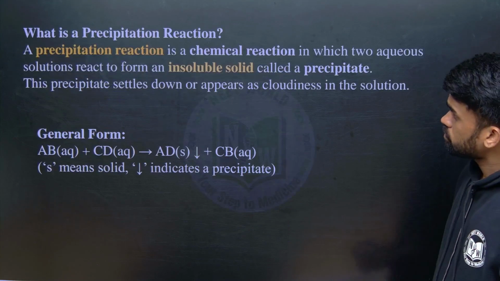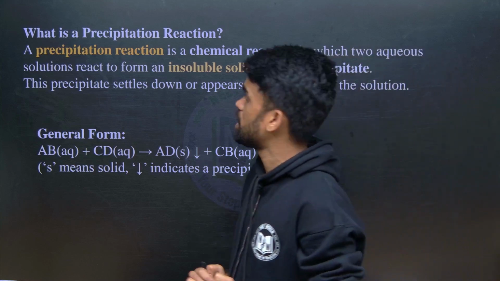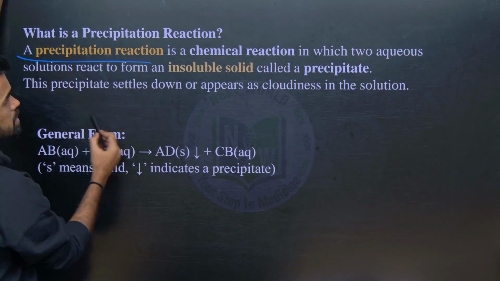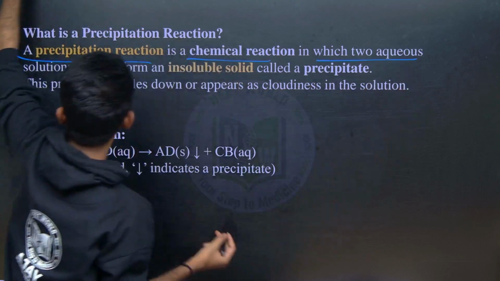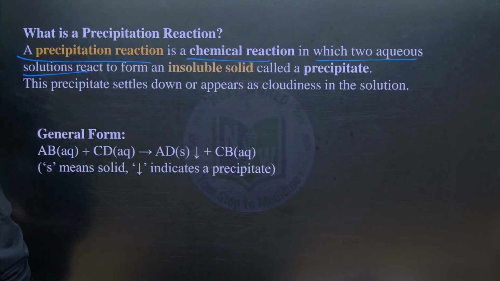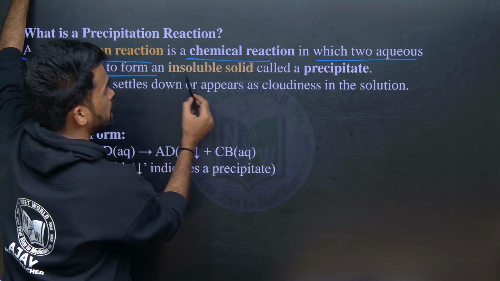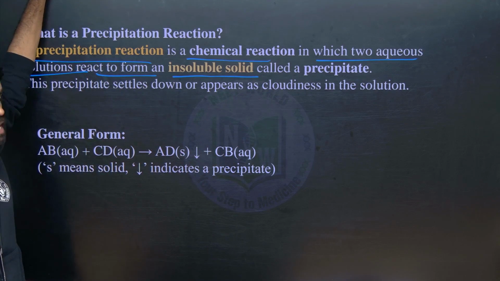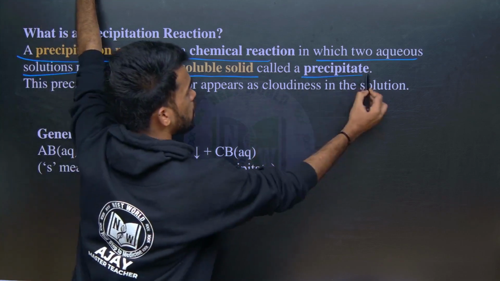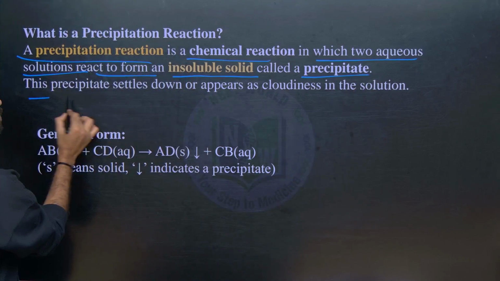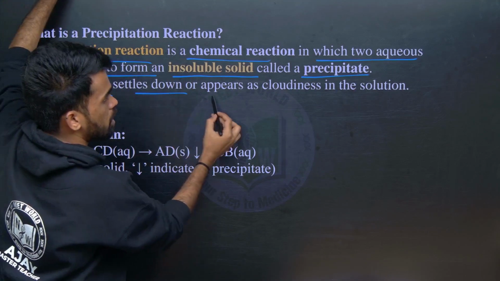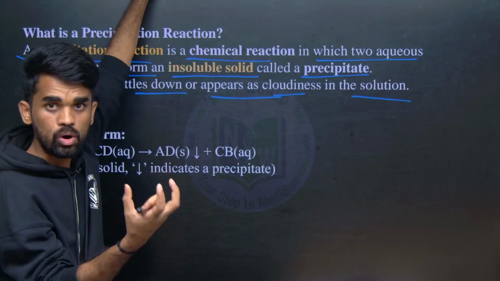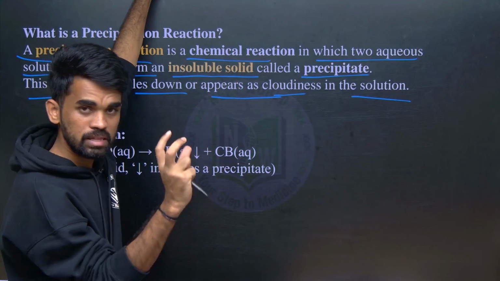Then next we have precipitation reactions. So what exactly is precipitation here? Precipitation reaction is a chemical reaction in which two aqueous solutions react to form an insoluble solid. An insoluble solid is formed, that is what we are considering as a precipitate. This precipitate settles down or appears as a cloudiness in the solution. So a cloudy mass will appear in the test tube.